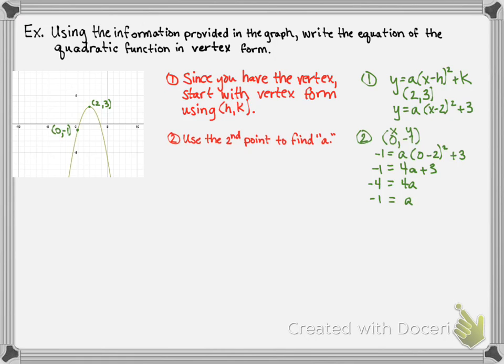Divide both sides by 4, and a is negative 1. It needs to be negative because it opens downward, so this is a value for a that makes sense. Therefore, our equation is y equals negative 1, or just negative, (x minus 2) squared plus 3.